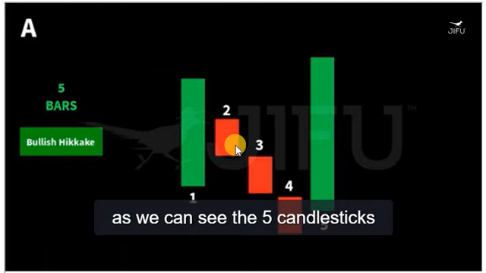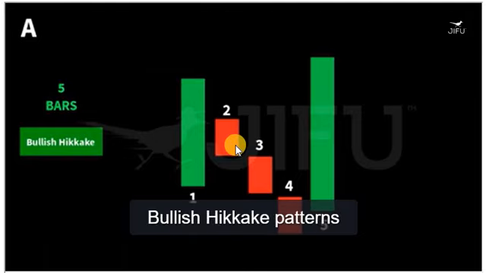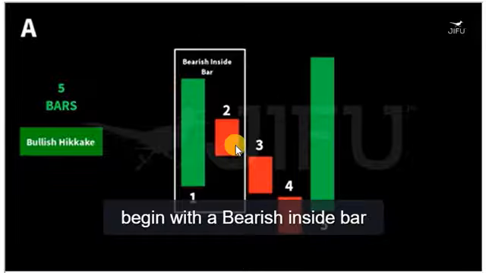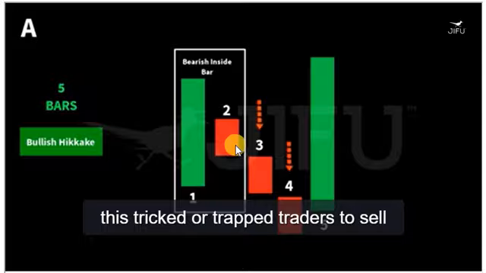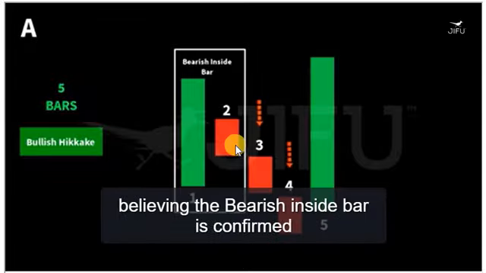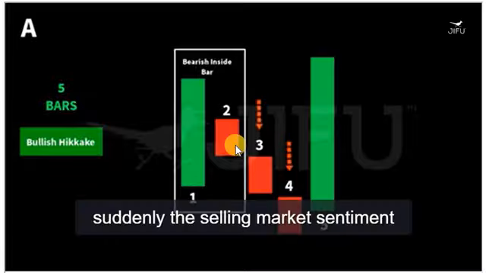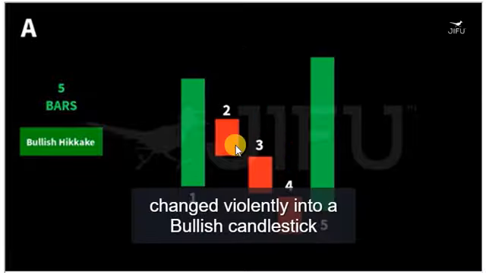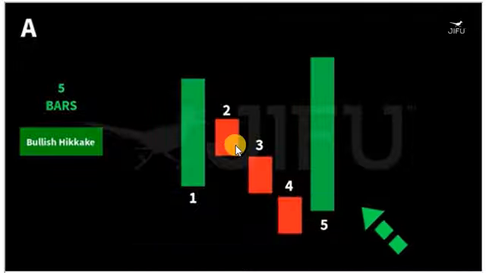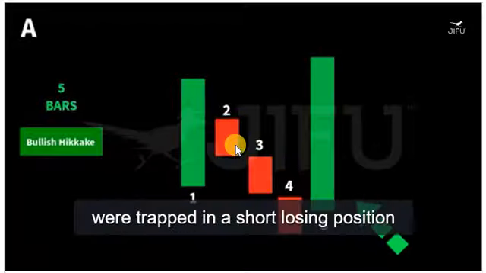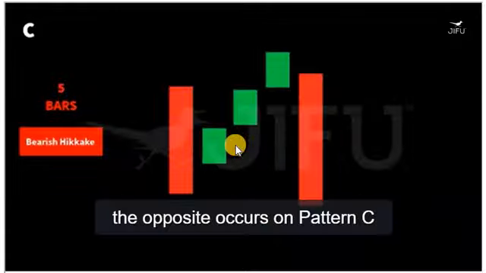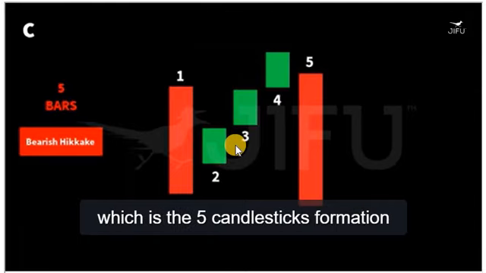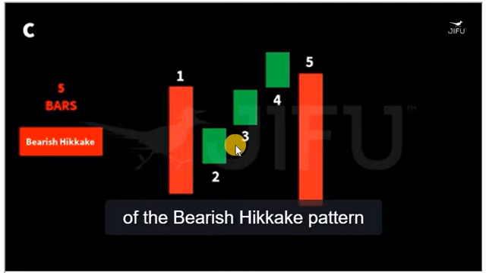As we can see, the 5 candlesticks bullish Hikaki patterns begin with a bearish inside bar, followed by 2 consecutive bearish candlesticks. This tricked or trapped traders to sell, believing the bearish inside bar is confirmed. Suddenly, the selling market sentiment changed violently into a bullish candlestick, and traders who are selling were trapped in a short losing position. The opposite occurs on pattern C, which is the 5 candlesticks formation of the bearish Hikaki pattern.